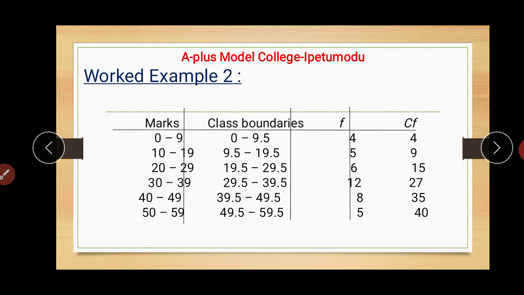Now, the first thing you are going to do is make your table. First, make the class column. Look at this second column, which is the boundary. In the median, we always use the class boundaries.